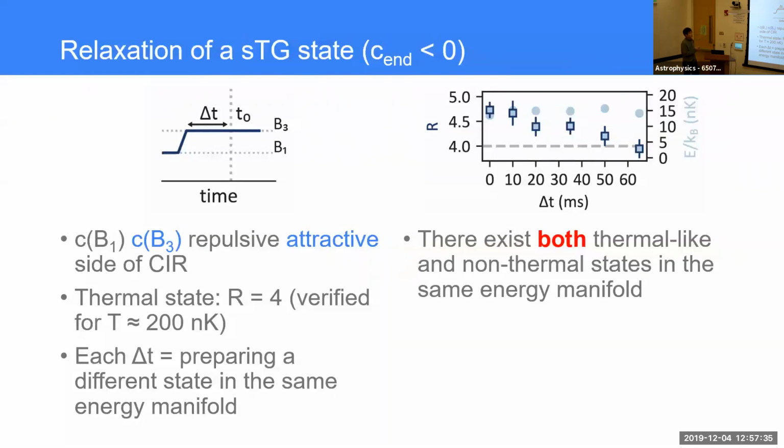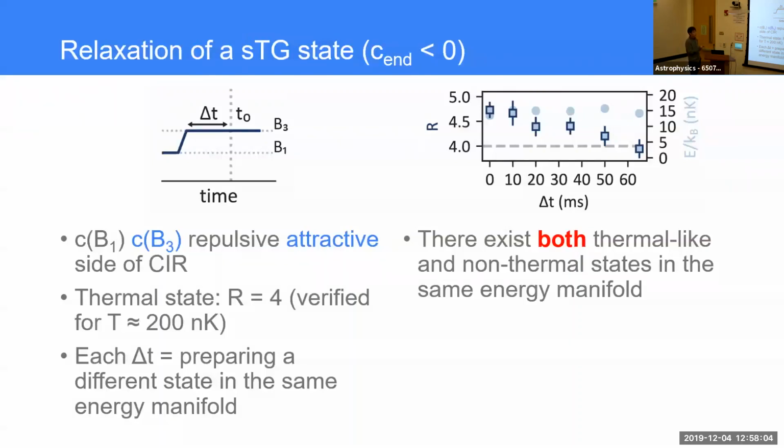So the first thing to notice is that these light blue points are the average energy of our system versus delta T, and you can see it's roughly constant. And in terms of R, it starts with a supertonic value that's greater than 4, in fact about 4.7. And then it starts relaxing and eventually reaches 4 at about 60 milliseconds. Because we're not dumping extra energy into the system, we're always traversing within the same constrained energy manifold.